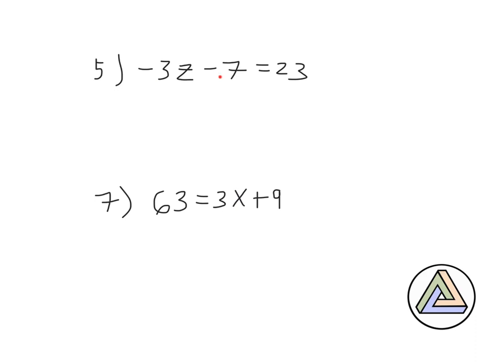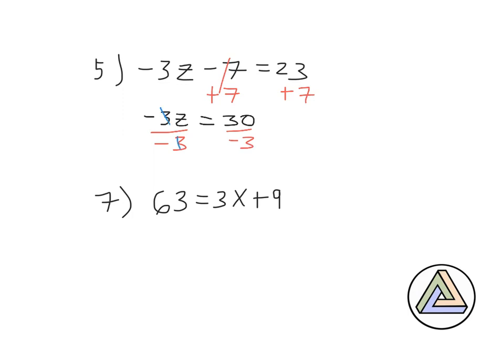All right, negative 3z minus 7 equals 23. Well, we want to at least get this negative 3z by itself. So the way that we do that is we add 7 to both sides to cancel out that negative 7. That would cancel it. We end up with negative 3z equals 23 plus 7, which is 30. And then we've got to divide both sides by, careful, negative 3.